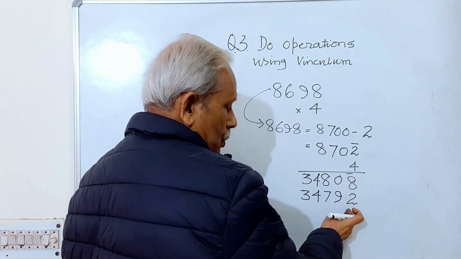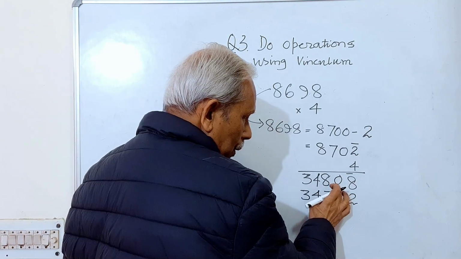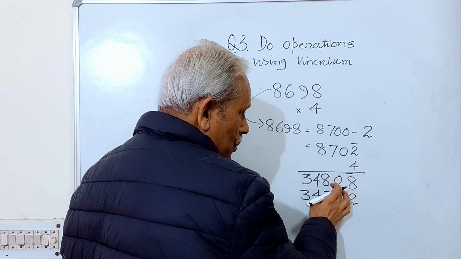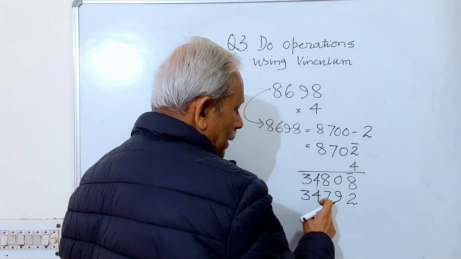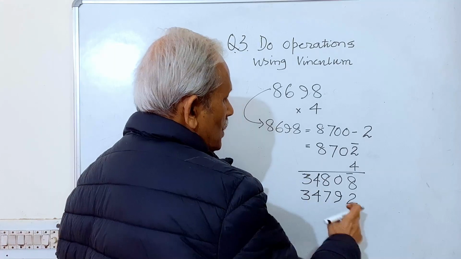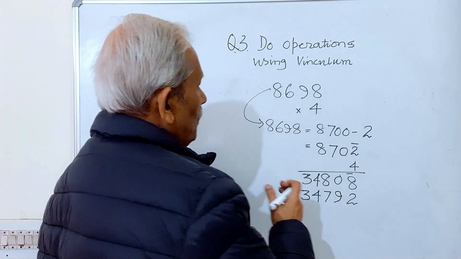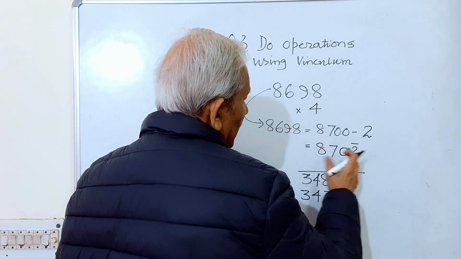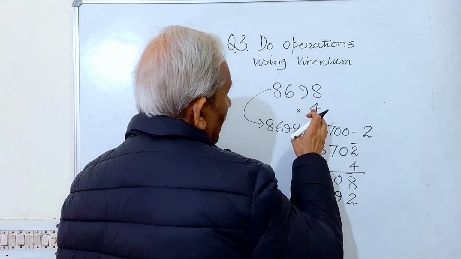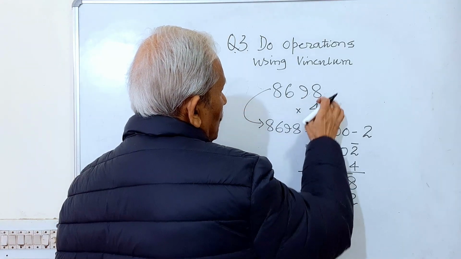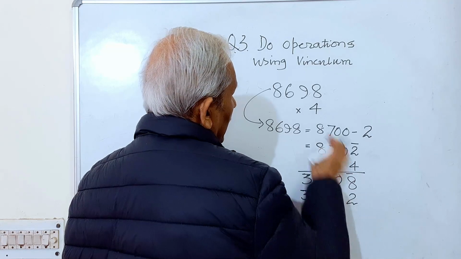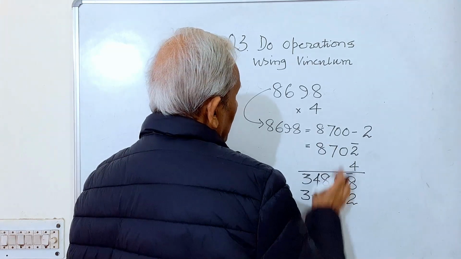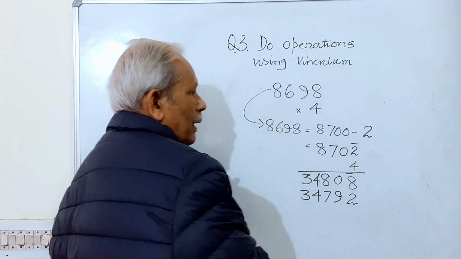10 minus 8 is 2. This we are going to reduce by 1. When you reduce it, 0 minus 1 is 9, 1 carry, 8 minus 1 is 7, then 4, then 3, 3, 4, 7, 9, 2 is the answer. So what you have done, we have vinculated it, then we have devinculated it. If otherwise you multiply 8698 with 4, you will get the same result, 3, 4, 7, 9, 2, right?